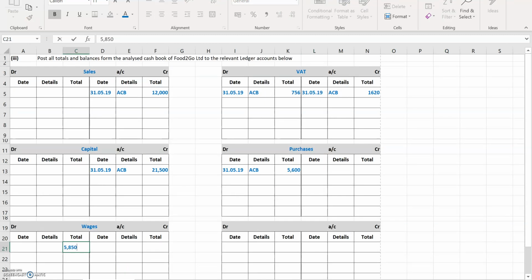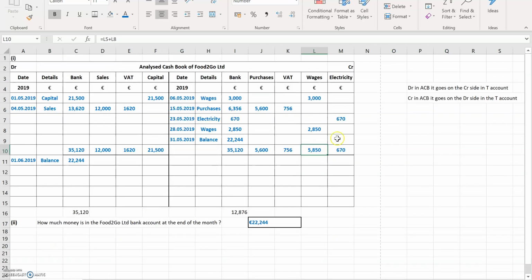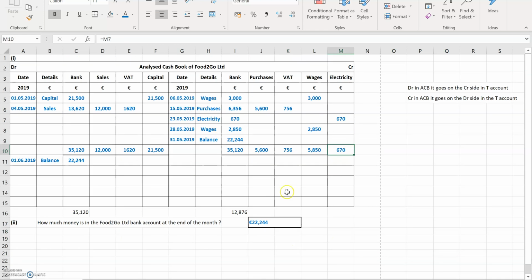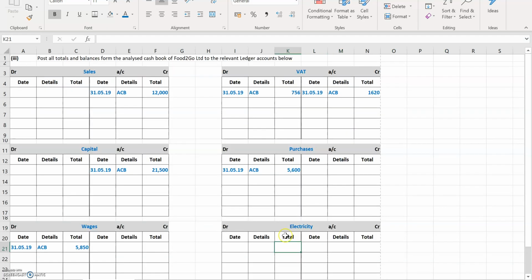5,850. Date: end of the month all the time, 31st of the 5th, 19. Details: where is it coming from? It's coming from the analyzed cash book. And the last one then, you've got electricity. So it's on the credit side, so that needs to go on the debit side in your ledger accounts. So it's going to go on the debit side, and it's 670.